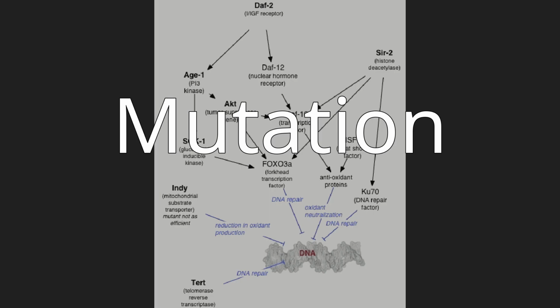Mutation. It is important to distinguish between DNA damage and mutation, the two major types of error in DNA. DNA damage and mutation are fundamentally different. Damage results in physical abnormalities in the DNA, such as single and double-strand breaks, 8-hydroxydeoxyguanosine residues, and polycyclic aromatic hydrocarbon adducts.